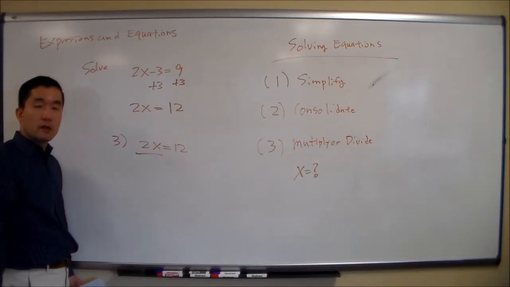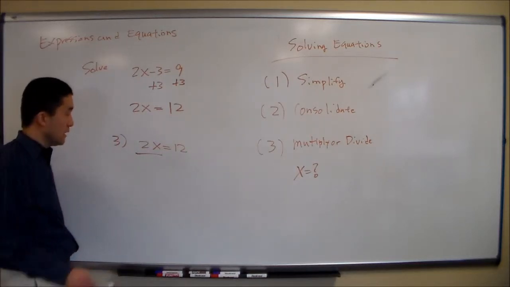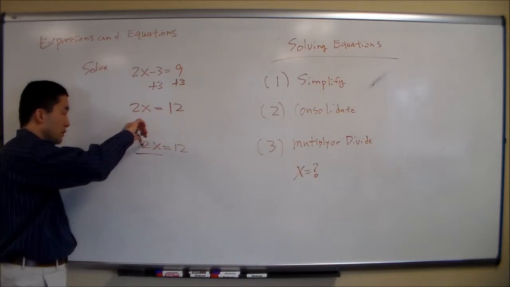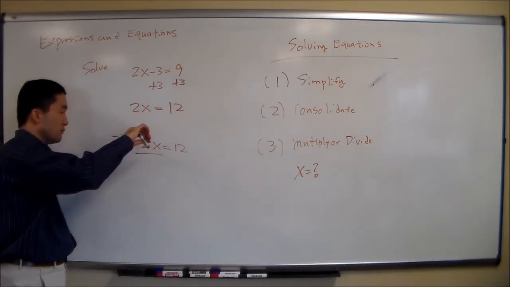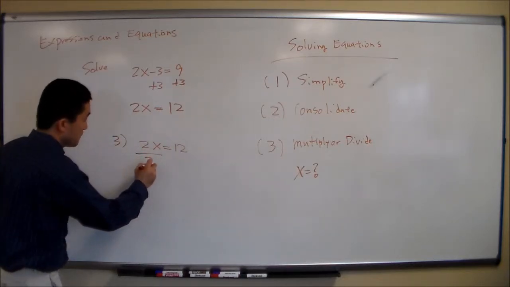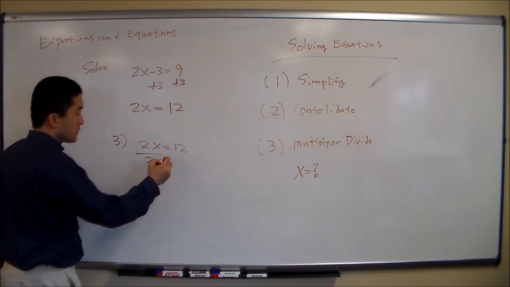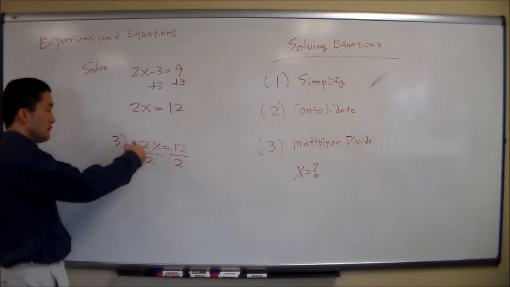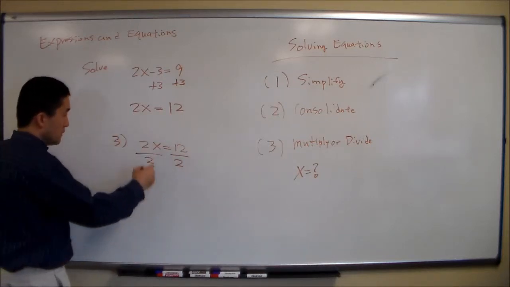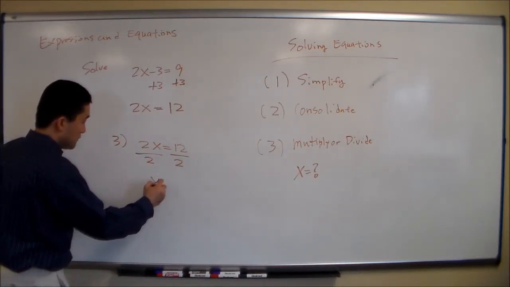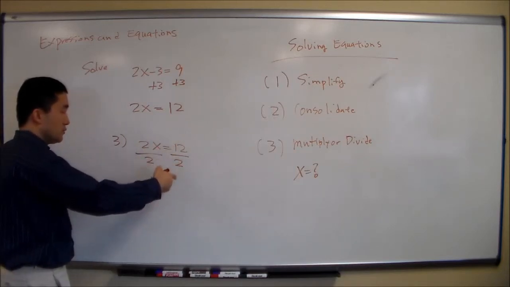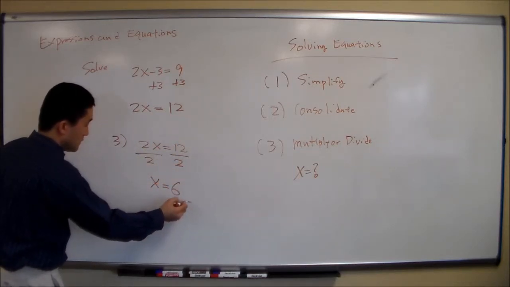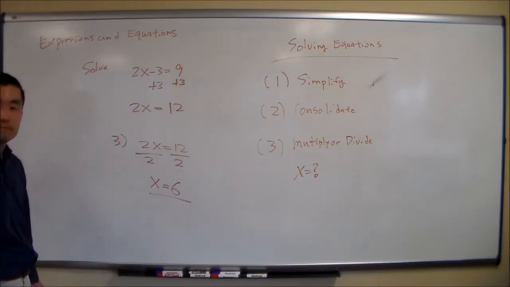Divide by what though? Well, here's the easy part. It's always the number in front. You don't even have to think. It's right here. So I'm going to divide it by 2. And again, the golden rule kicks in, so I'm going to divide this side by 2 as well. 2 divided by 2, that's a 1. So you end up with the x. 12 divided by 2, that's a 6. That's your final answer.